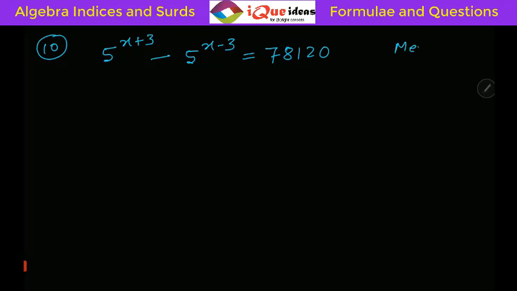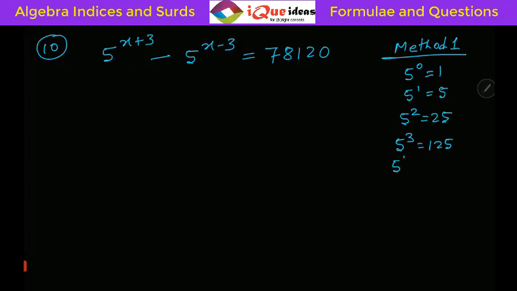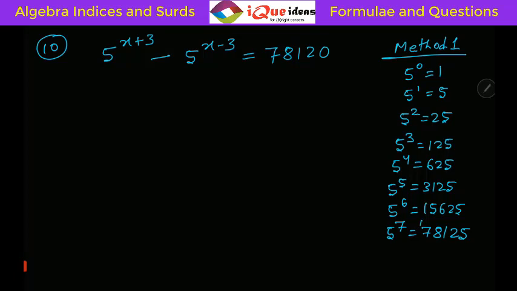So first, method 1. Okay, if I give you the method 1, as I said, the values based method, that is 5 raised to 0 is equal to 1, 5 raised to 1 is equal to 5, 5 raised to 2 is equal to 25, 5 raised to the power 3 is equal to 125, 5 raised to the power 4 is equal to 625, 5 raised to the power 5 is equal to 3125, okay, 5 raised to the power 6 is 15625. Okay, 5 raised to the power 7 is 78125, right? You know, just by looking at the 78125, it should strike that 78120 is slightly below 78125.